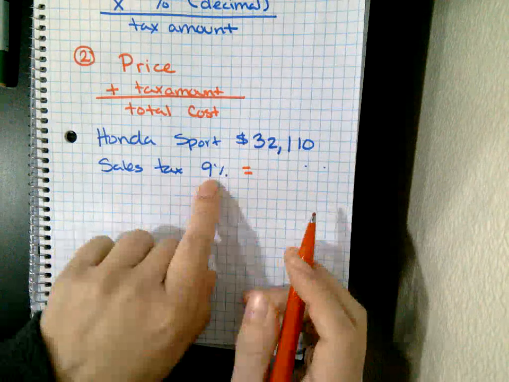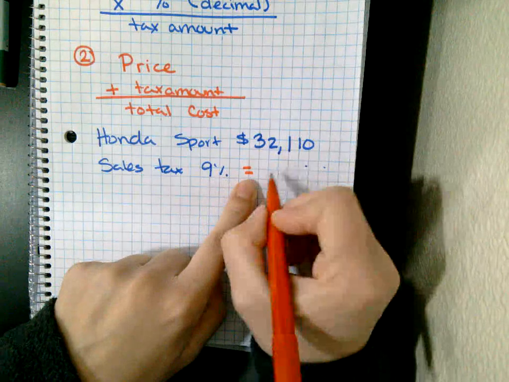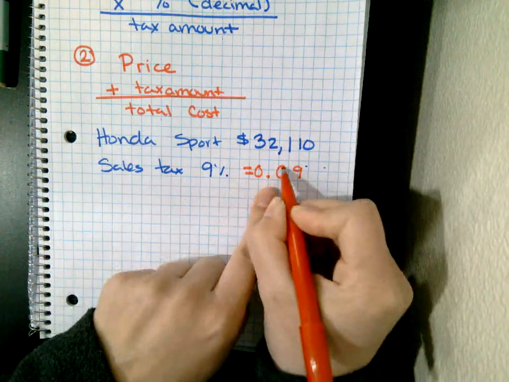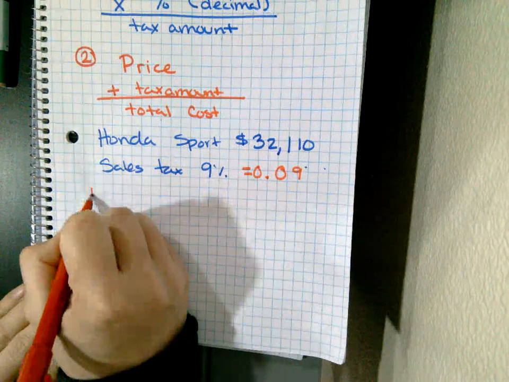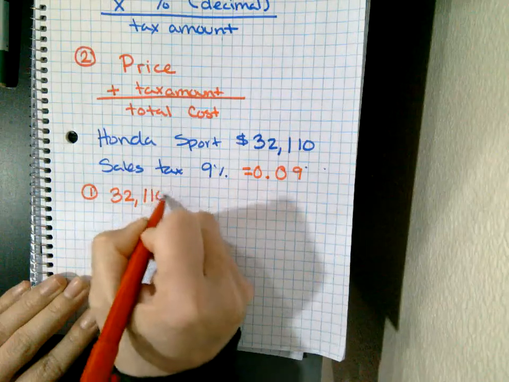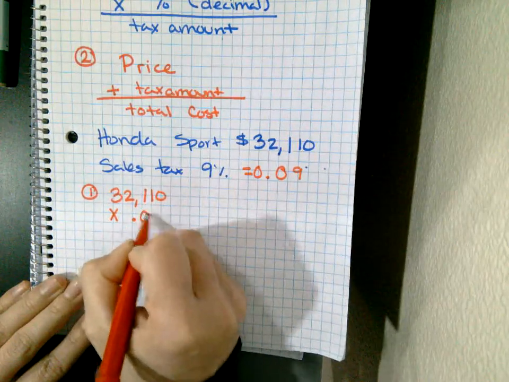So 9%, this is where kids mess up a lot. 9% is written as a decimal as 0.09. You can have a 0 in the front, that's fine. Okay, so the first step, step number 1, is to take your price of $32,110 and multiply it by 0.09.